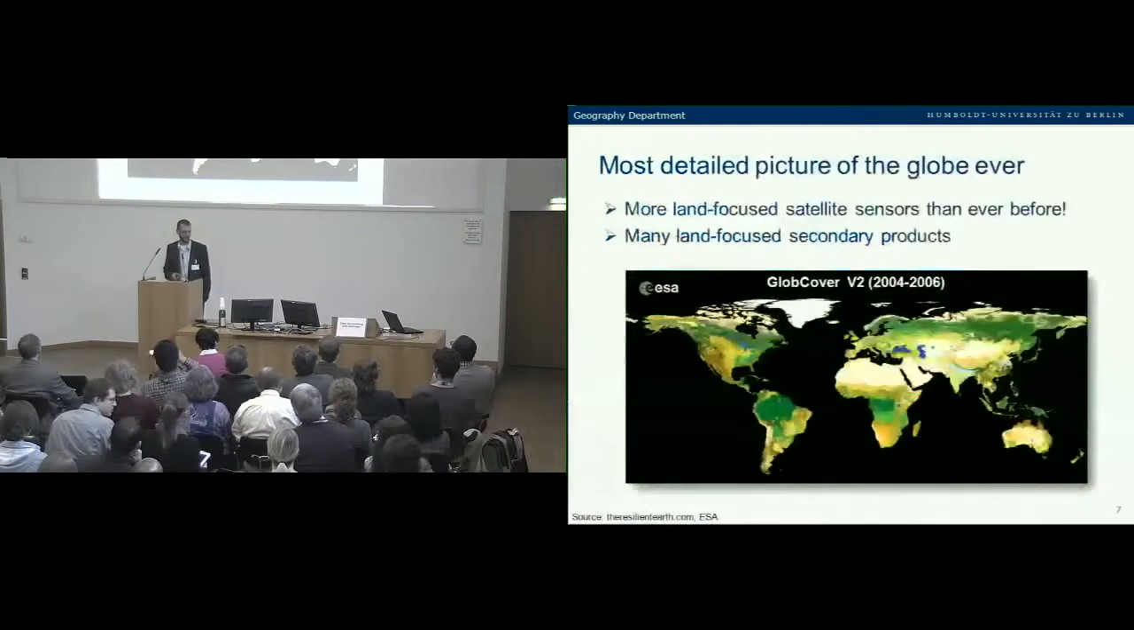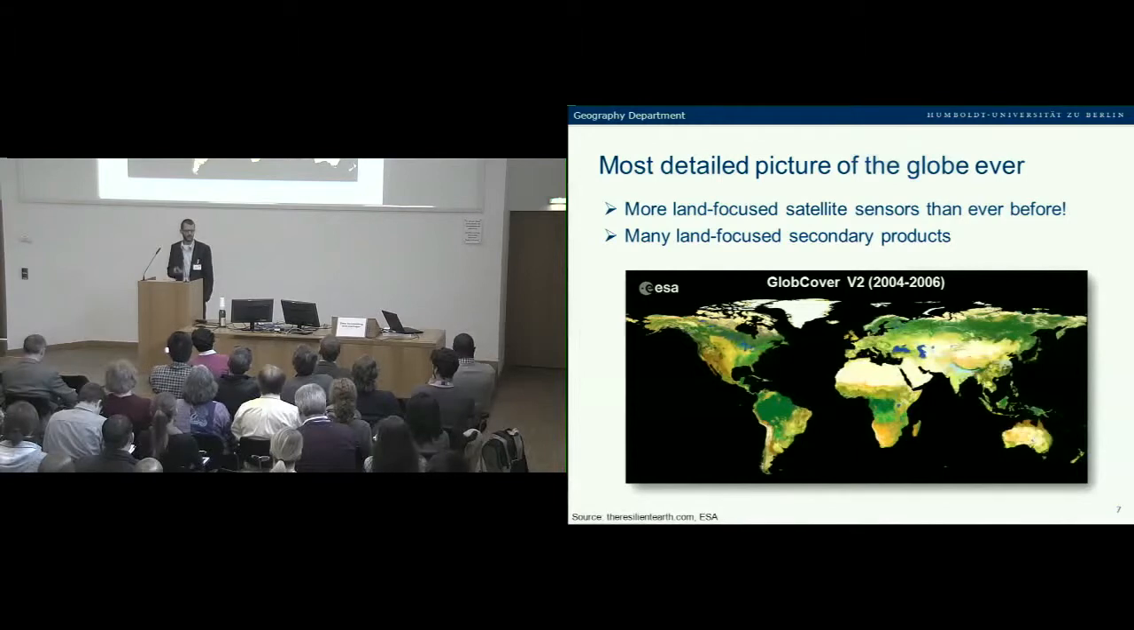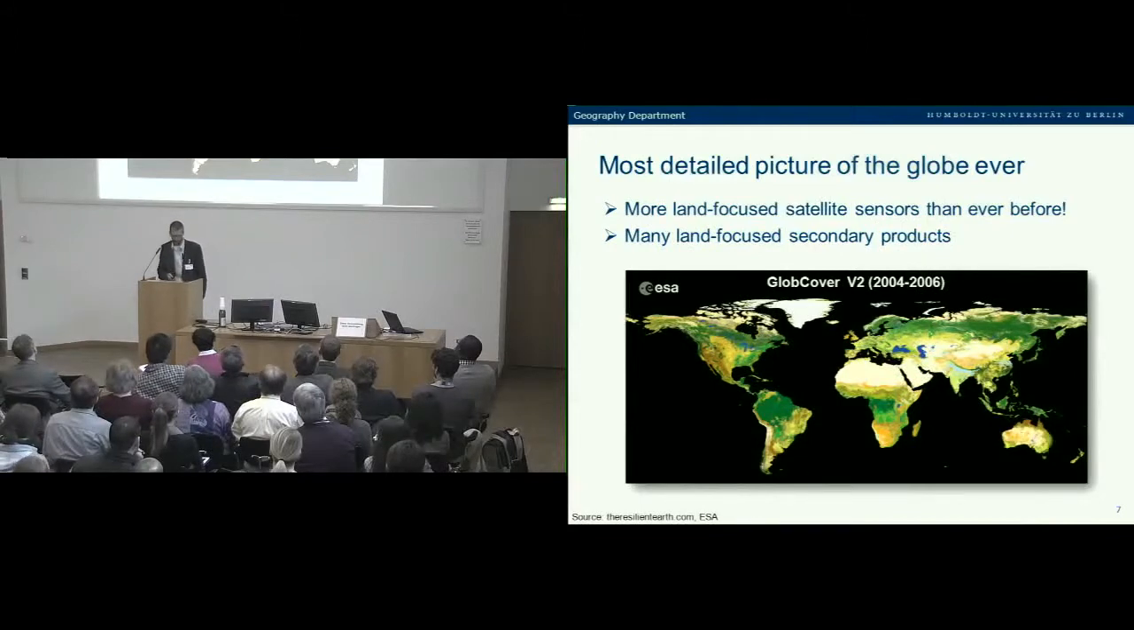So let's start with the land cover part. So arguably, we now are in a situation where we have the most detailed picture of the globe ever. There are more land-focused satellite sensors in space than ever, streaming a really wide variety of imagery of different spatial, spectral, and temporal resolutions. And perhaps equally importantly, there are processing systems in place that use these imagery and provide us with secondary products that are a lot easier to work with for many of the land change science community that are not really deeply into the remote sensing aspects of it.